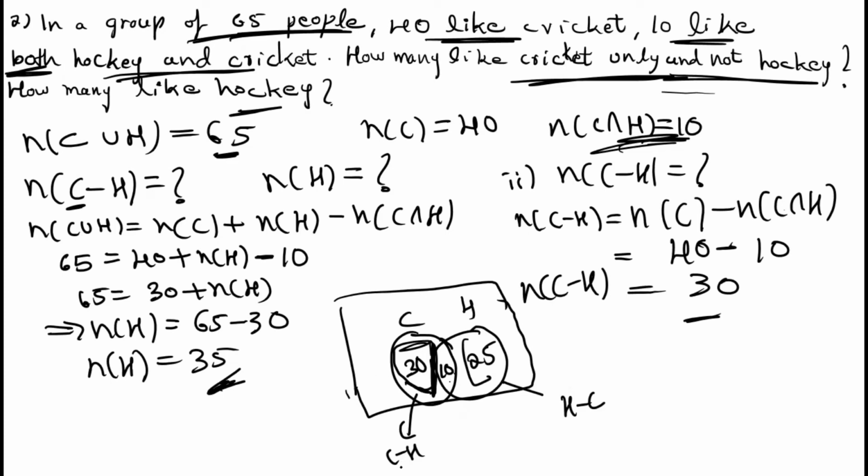C minus H means cricket only. How much? 30. We got 30. Suppose the question is hockey only. This part is equal to 25. If you include both, cricket is 40 and hockey is 35. Cricket only means only this part; the intersection part is not included. If you apply the formula or use the Venn diagram, you will get only the shaded part, that is 30.